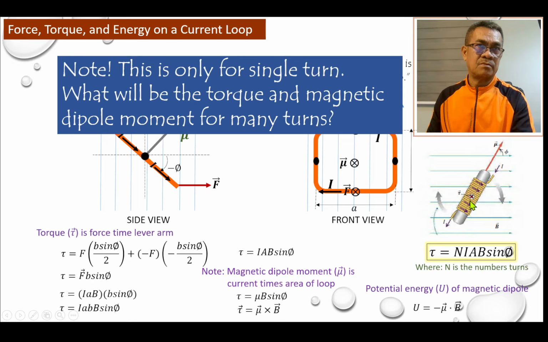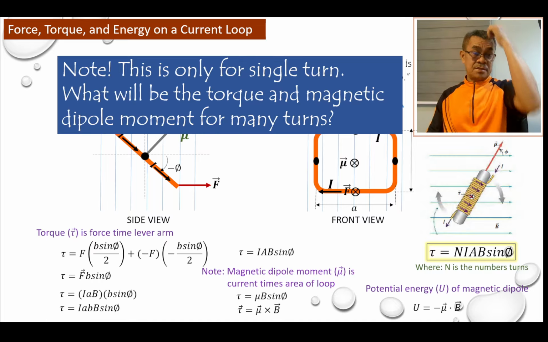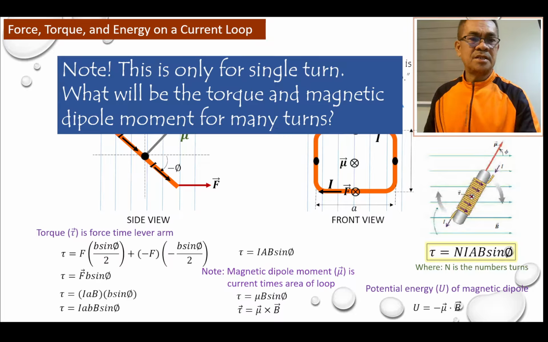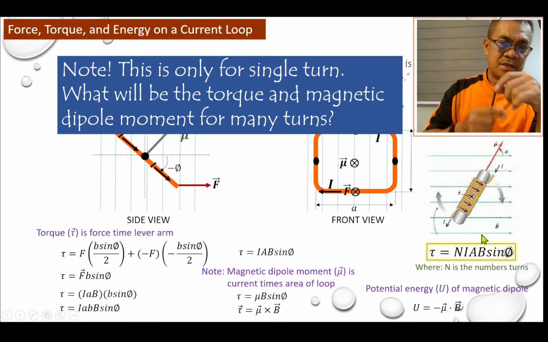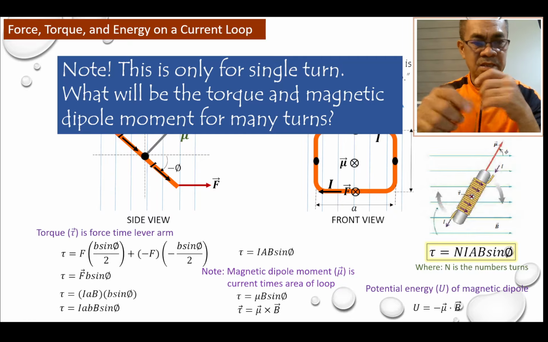So if we have a current of 2 amps, for example, and you have 10 turns, the total current now becomes what? Becomes 20 amps. Okay? So take note that the source is the same, but we alter the number of turns. We increase the number of turns.